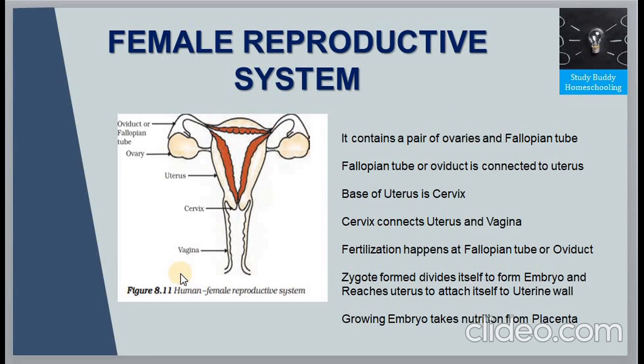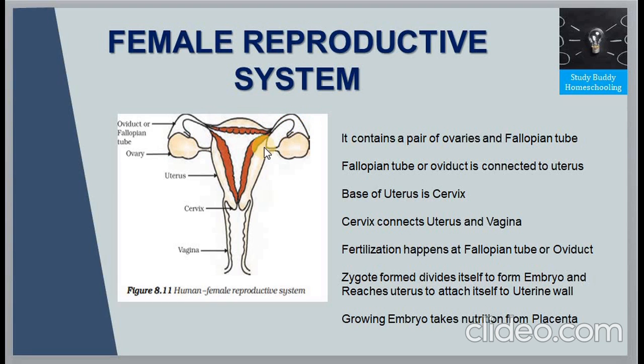Now let's see the female reproductive system. This is the image of a female reproductive system. Let's go through the parts before we go into the process. So female reproductive system has a pair of ovary. There is a pair of ovary and which is attached to what is known as fallopian tube. This is the fallopian tube or oviduct.